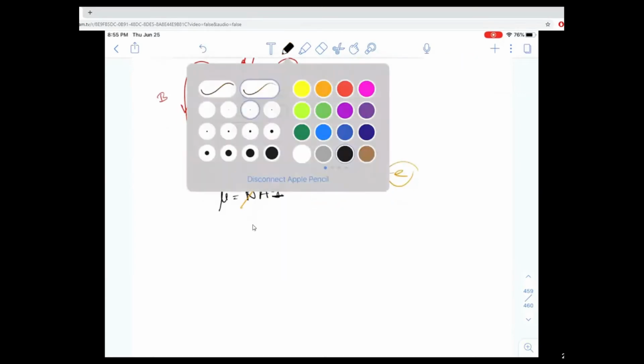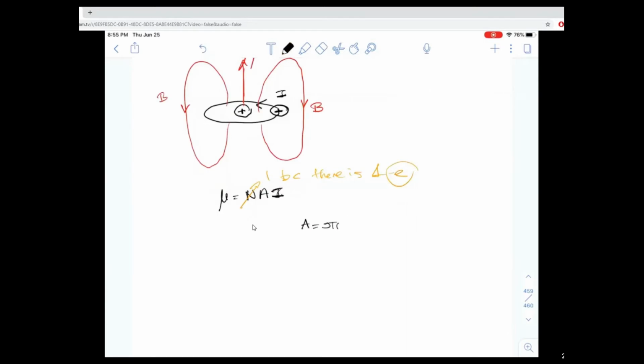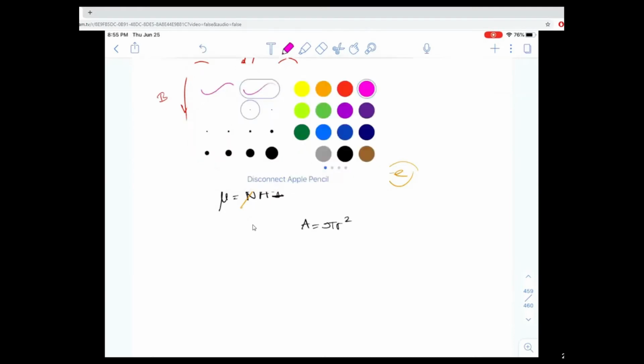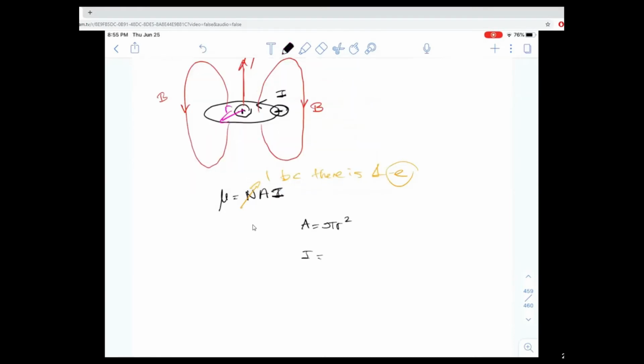Area is going to be pi r squared, so we're good with that, which means that I might as well just say r is the radius. So let's denote that. And now we need to come up with an expression for current. So what is current? Current is going to be the net charge per time. We only have one single charge per time.